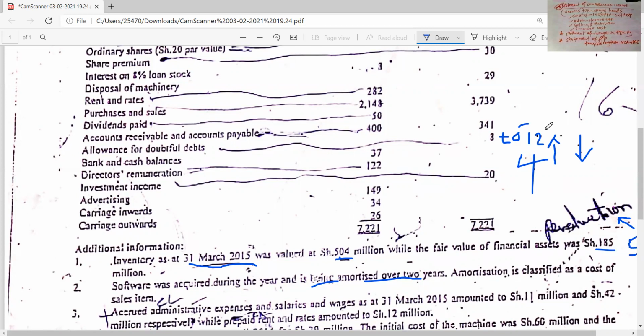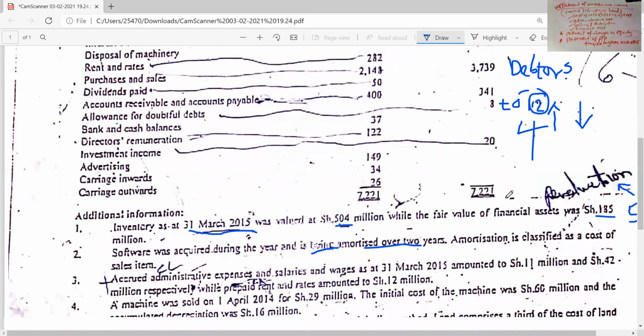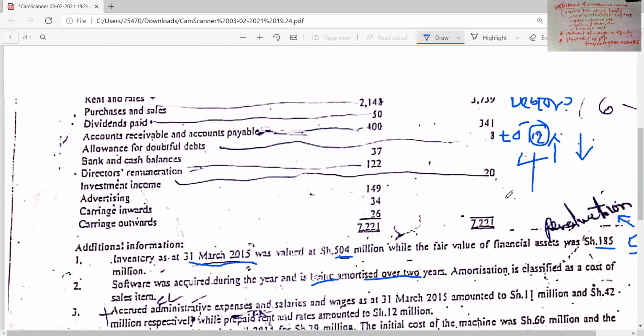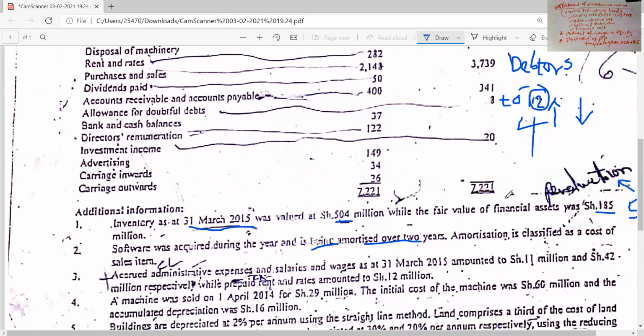Then remember that it was increased by 4 to 12. So this 12 must be subtracted from your debtors, because obviously it was a provision, because you doubt that this amount might not be paid. So this 12 must reduce your debtors. I think you understand that. So the total 12 is the one which is subtracted from debtors, or they call it receivables.